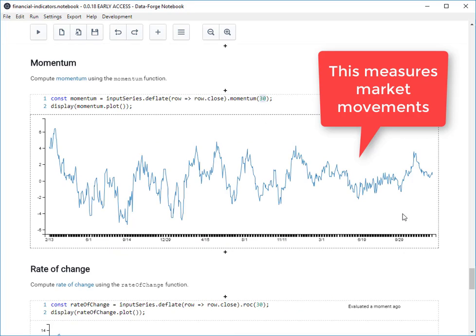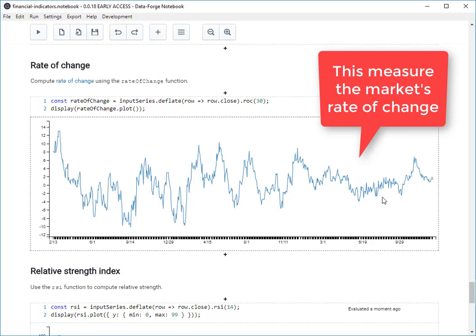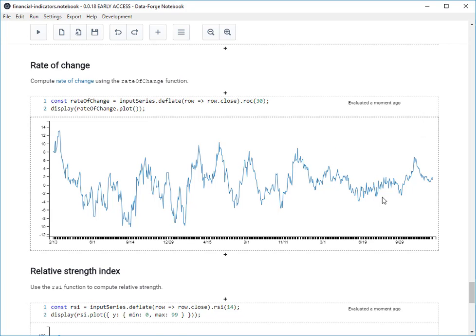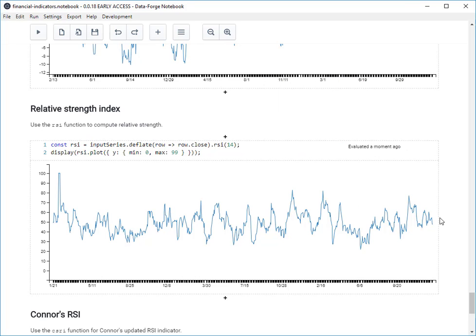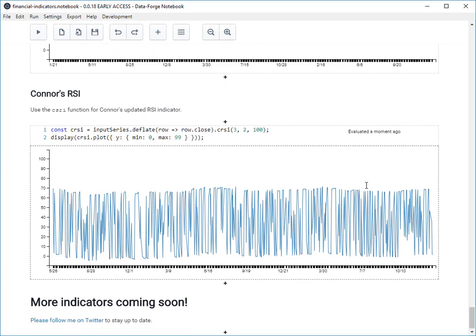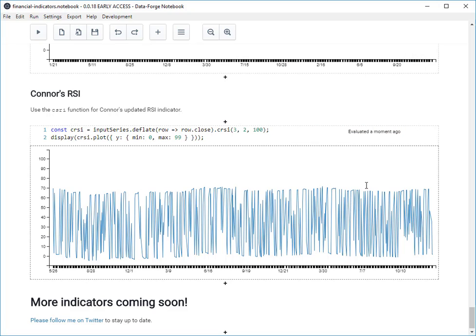The momentum indicator measures market increase or decrease. The rate of change indicator is very similar to momentum, but it measures how quickly the market is moving. Relative Strength Index, or RSI, is also very popular, and it measures the relative strength of up days versus down days in any given period. And Connor's RSI is an extension on RSI that takes into account the streaks and also the rate of change.